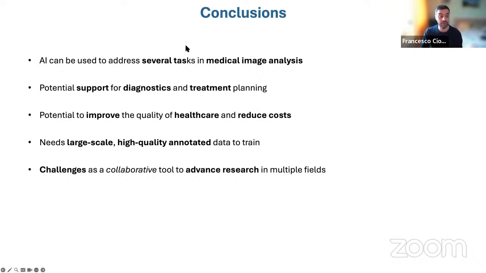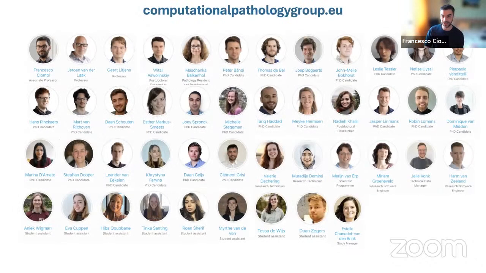And then if you think about challenges as a collaborative tool to advance research in multiple fields, I hope I showed you that it is a very powerful tool. And it is also quite a lot of work, I can tell you, to set up and organize a challenge, but it's also a lot of fun. So I think that's it.